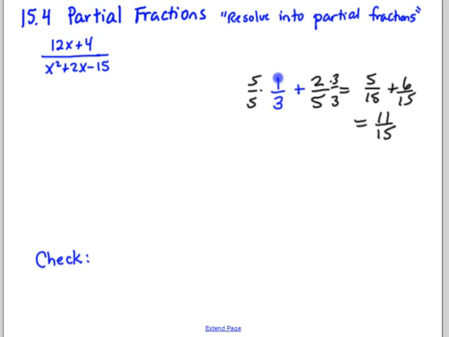Now the idea here is if I wanted to go backwards, if I wanted to take this 11/15 and split it up into two fractions, I know that I could look at the factors of 15, 3 times 5, and I could probably come up with fractions that had those different denominators, but then I would have to figure out what numerators I would need in order to add them together and get 11 in the numerator. So this is the idea of what we're going to do with this rational expression.